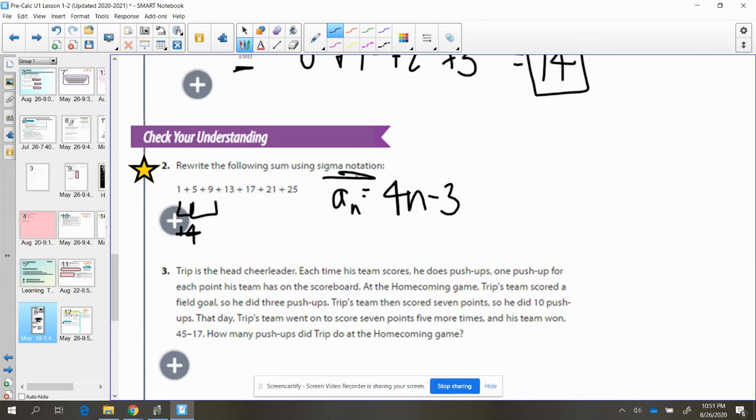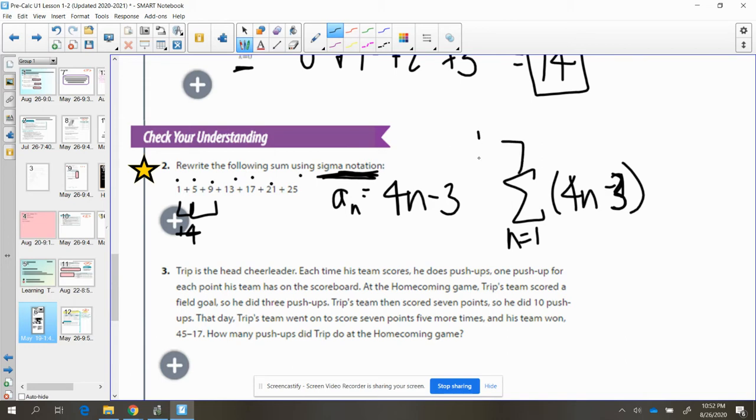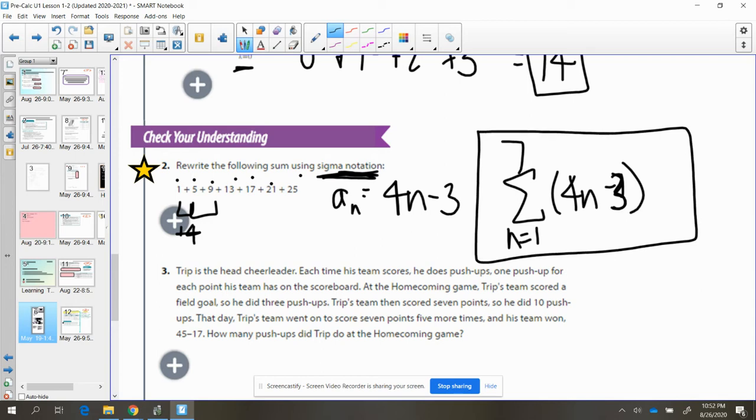Well, the problem wants us now to take this and put it into sigma notation. So here's our rule. But to officially be in sigma notation, we also need to take into account our starting value, which we're going to say we started at term 1, and then we're summing up 1, 2, 3, 4, 5, 6, and 7 terms to get our final answer. All right. Take a moment on your own to try number 3.